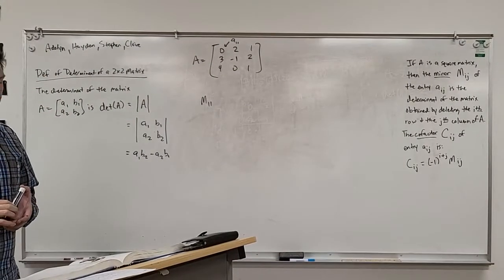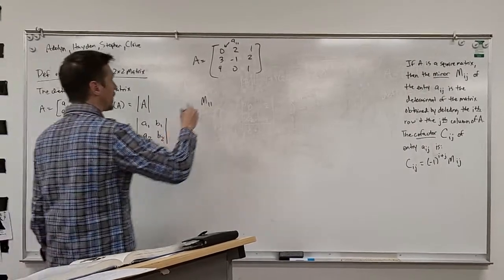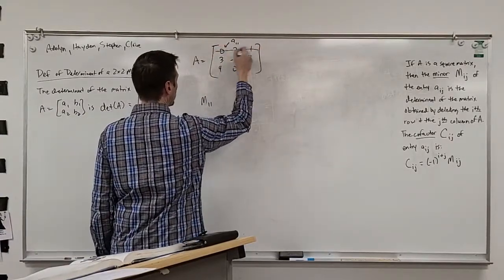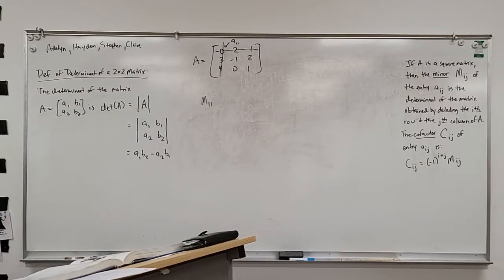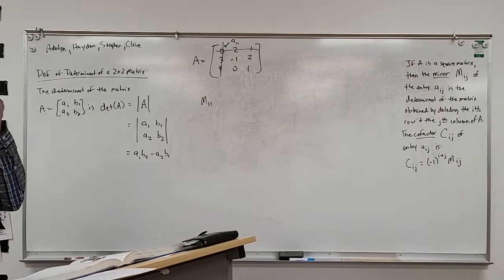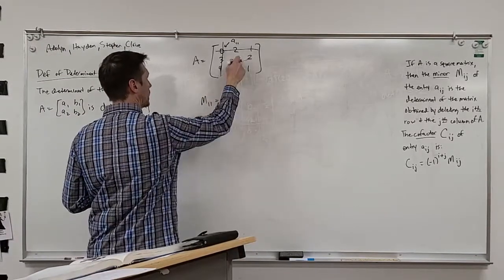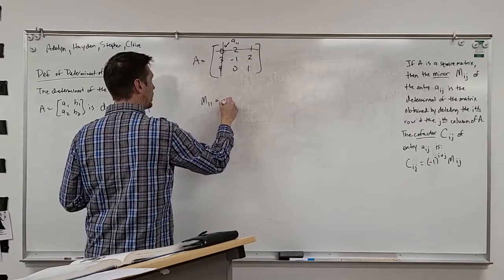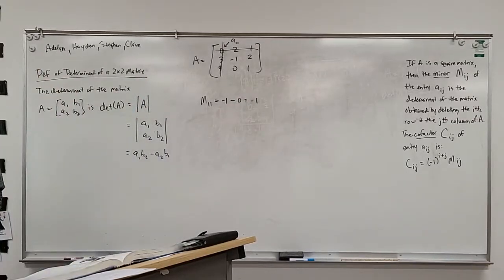And so what you do when you're finding this one is, wherever the entry is that you're focused on, you cross out the row that corresponds to that entry, and you cross out the column that corresponds to that entry. Okay? And so then M_ij, or M11 in this case, is just going to be the determinant that results from this. So if we find the determinant of that, we get -1 times 1, which is -1, right? Minus 0, so it's just going to be -1 for the determinant of that.